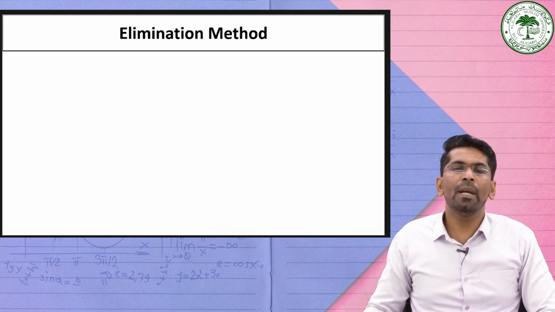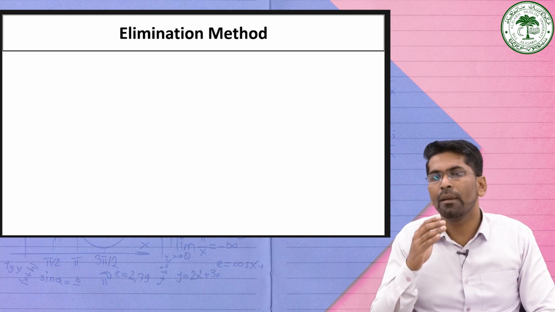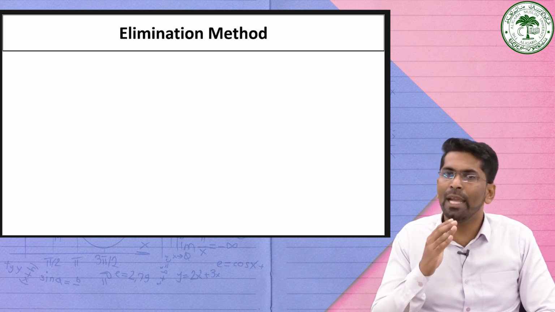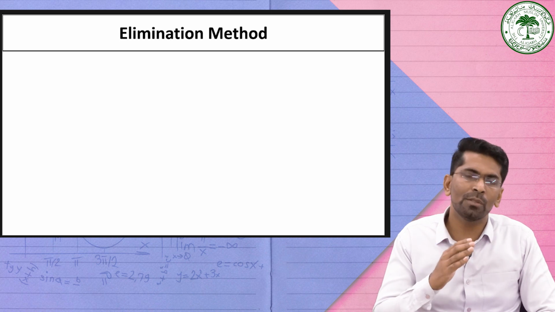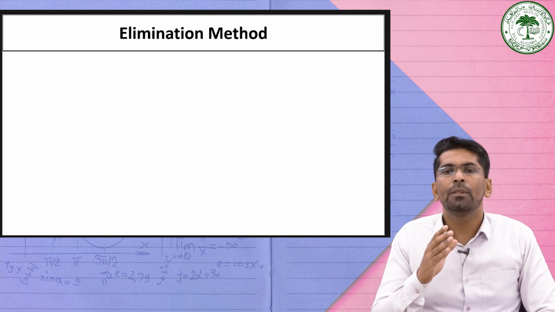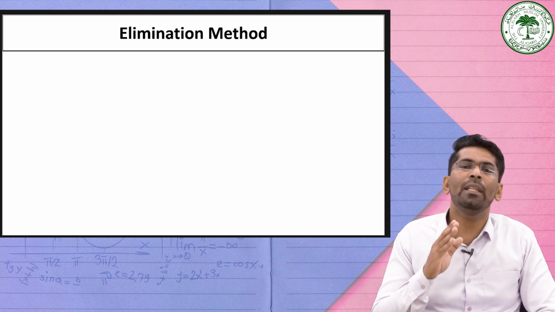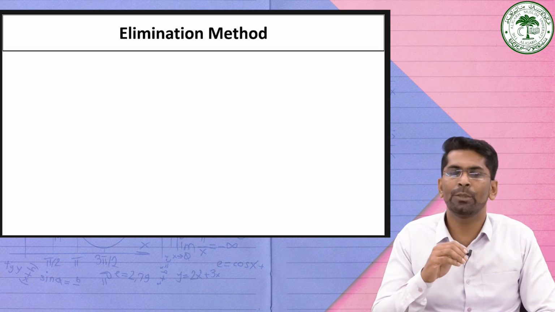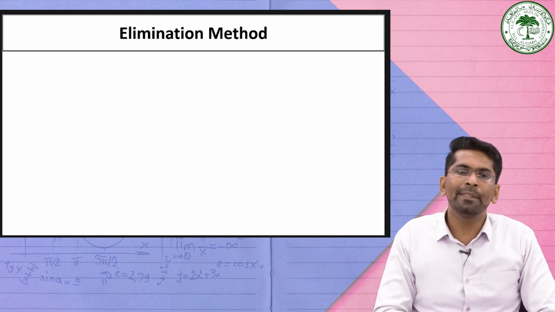Now we have different methods for solving linear equations with the three variable case. We can use the elimination method and we can also use the substitution method. There are certain other methods also, but we are going to discuss here only the elimination method and the direct substitution method. So consider the first one, the elimination method.